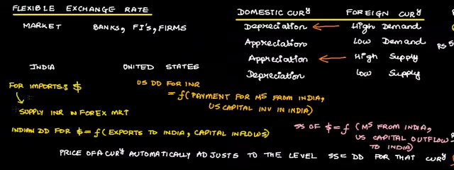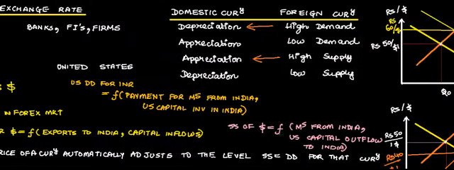So in case of India, for imports from US, they'll have to pay in terms of dollars. They'll have to supply Indian rupees in the foreign market. So Indian demand for dollars is dependent upon what? How much are exports to India? How much are the capital inflows? US demand for Indian rupees is a function of payment for imports from India, and US capital investment in India. Similarly, by the same token, supply of dollars is a function of imports from India and US capital outflow to India.